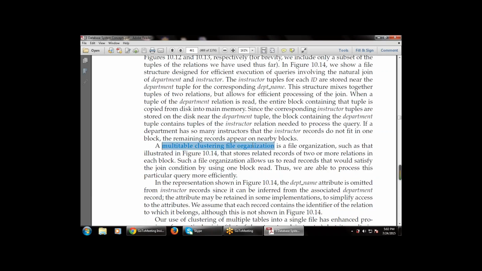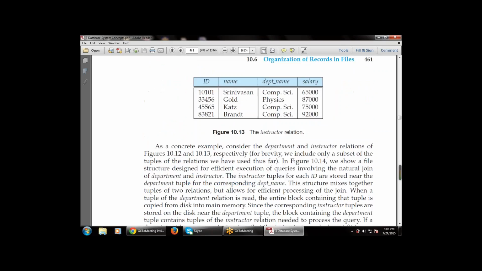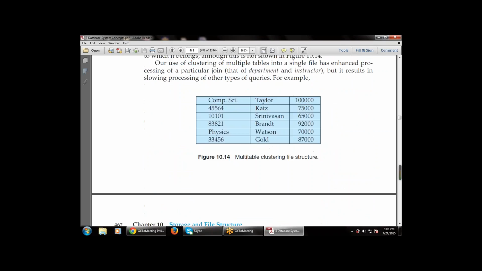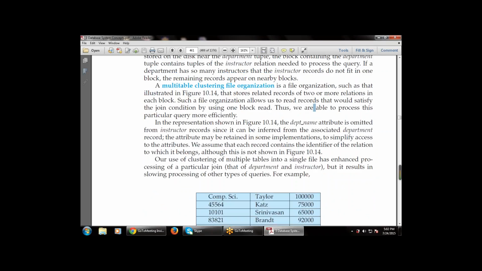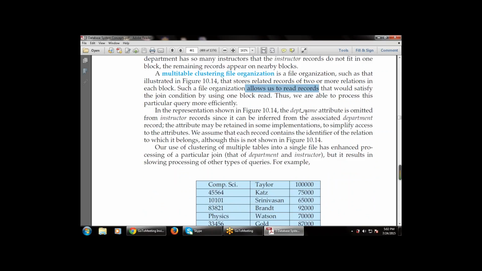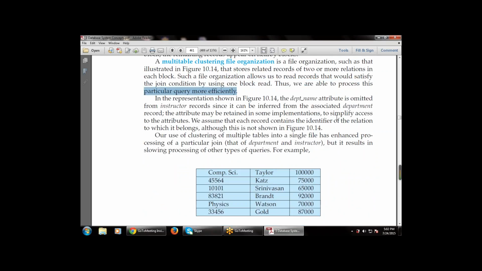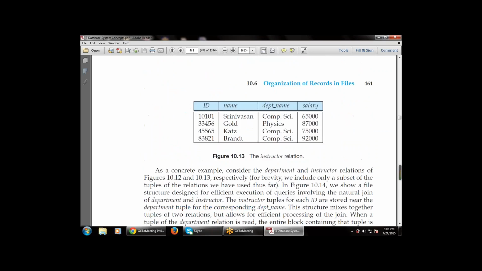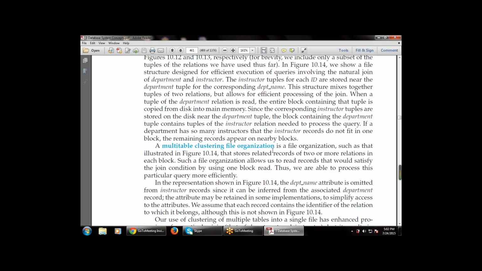A multitable clustering file organization is a file organization such as the one illustrated in Figure 10.14. Such a file organization allows us to read the records that would satisfy the join condition by using one block read. Therefore, we are able to process this particular query more efficiently. In the representation, the department name attribute is omitted from the instructor record, so there is no department name available in the instructor record in the data storage.